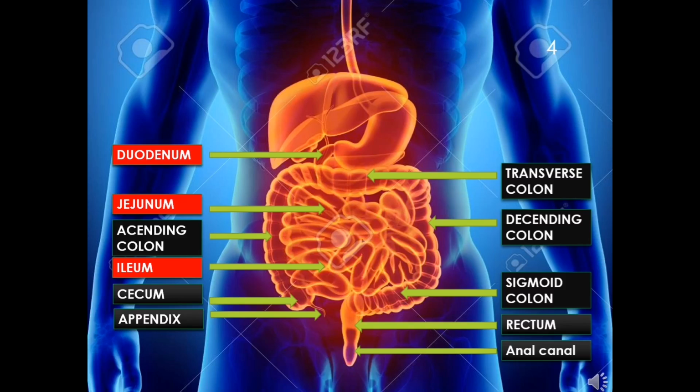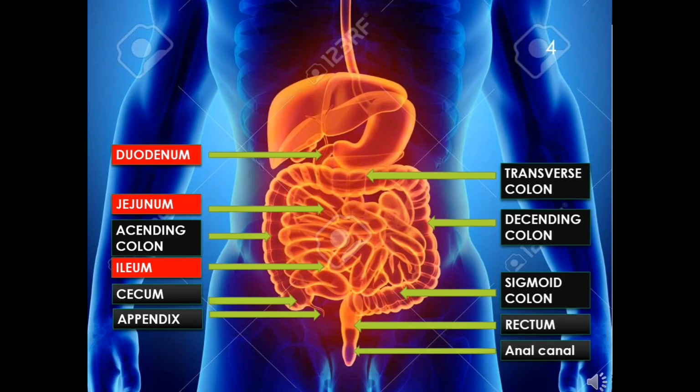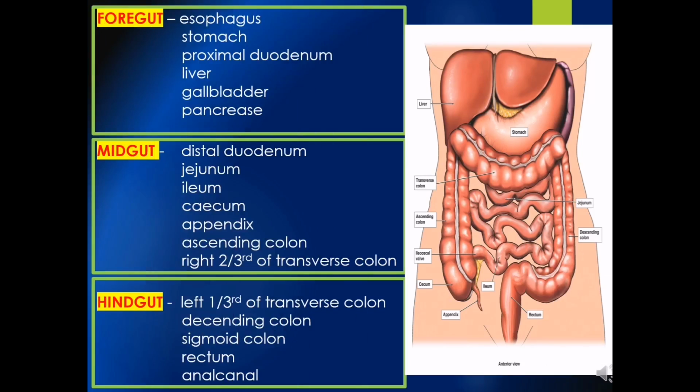These abdominal organs have three main embryological origins: foregut, midgut and hindgut. Foregut origin are esophagus, stomach, proximal duodenum, liver, gallbladder and pancreas. Midgut origin are distal duodenum, jejunum, ileum, cecum, appendix, ascending colon and the right 2/3 of transverse colon. And the hindgut origin, left 1/3 of transverse colon, descending colon, sigmoid colon, rectum and anal canal.